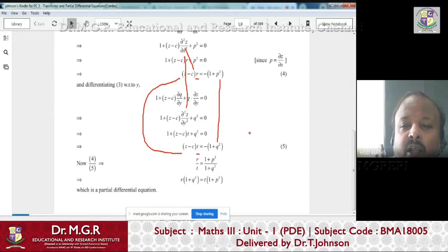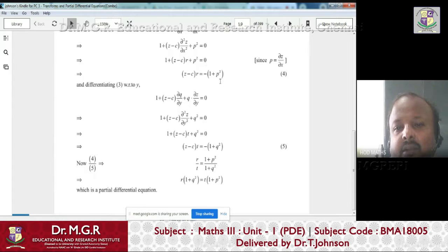So now, after doing this type of differentiation twice, we get two equations. One is (z minus c) times r equals 1 plus p square. That is the first one. And then (z minus c) times t equals 1 plus q square. That is the second one. Now, very simple. Take z minus c on one side and r on the other side, so it becomes divided by r, and this becomes divided by t. So z minus c, z minus c.